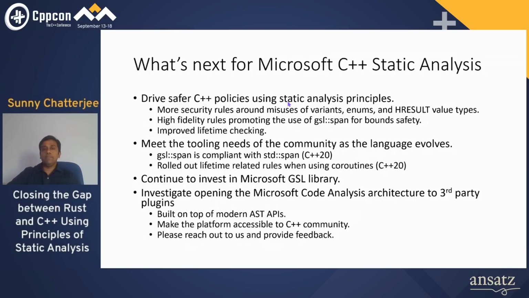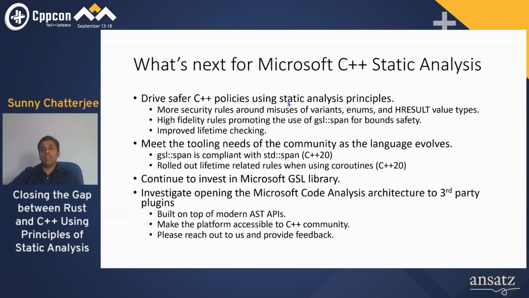So for example, with C++20, we re-implemented the GSL span in our guideline support library so that it's compliant with the standard span. We also rolled out a bunch of rules when you're using coroutines, which is another C++20 feature, because it turns out when you use coroutines, you can run into interesting problems around concurrency errors and lifetimes, and we've added a bunch of checks in Visual Studio that would find these issues for you when you're using a new language feature. So as the language evolves, we want to make sure that we can detect any misuses of any new features that get rolled into the language, and we'll continue investing there going forward.